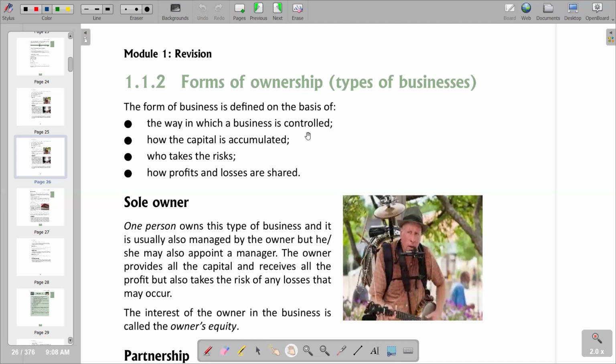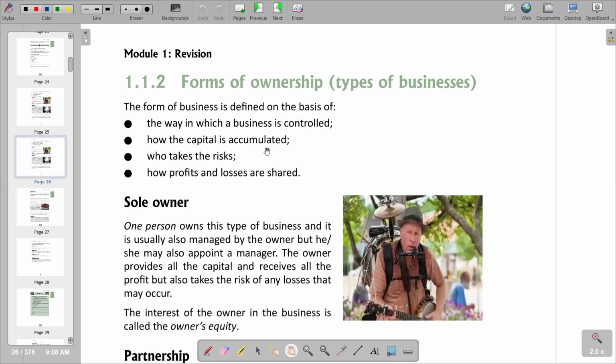The second point is on the basis of how the capital is accumulated. How do they raise the capital? For example, a company raises the capital by issuing shares, whereas with the sole trader, we are talking about the money that has been invested by the owner. It describes the capital. As for the partnership, resources contributed by the partners represent the capital.